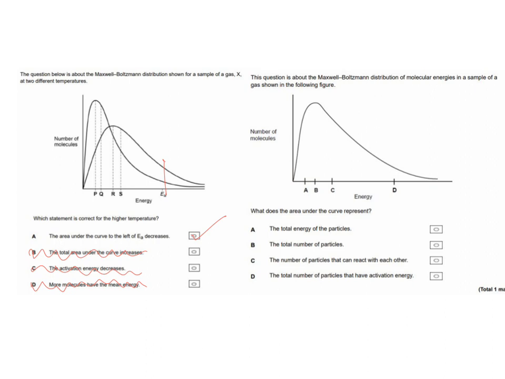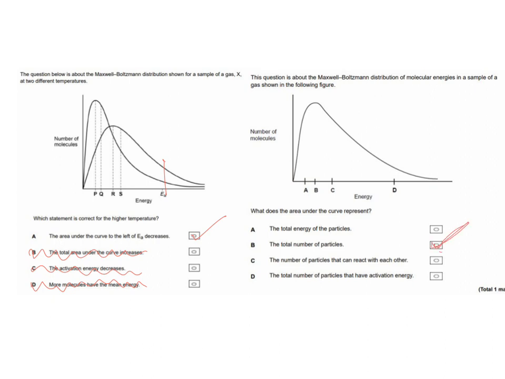So you've actually got a similar situation to what you had before. This second question is about the Maxwell Boltzmann distribution of molecular energies in a sample of gas shown in the following figure. What does the area under the curve represent? We've said this a few times. It is the total number of particles.